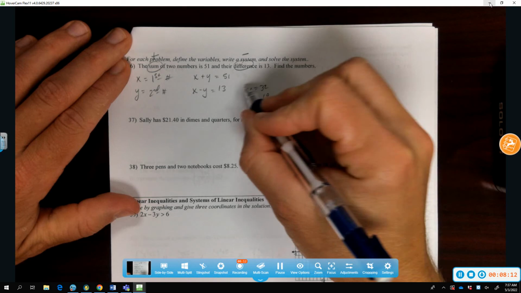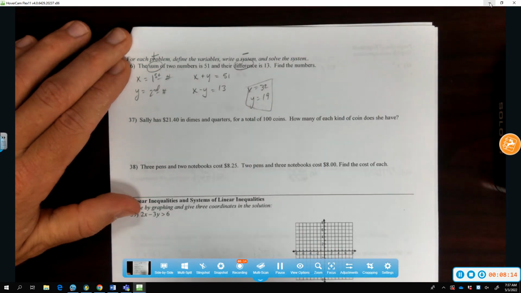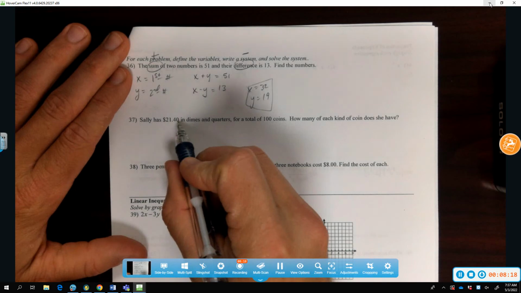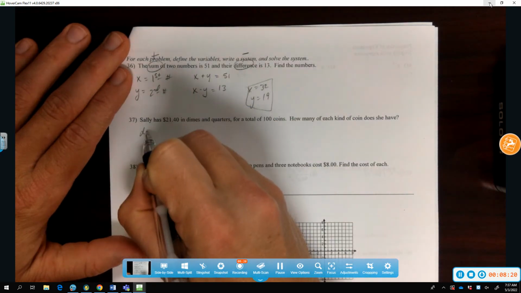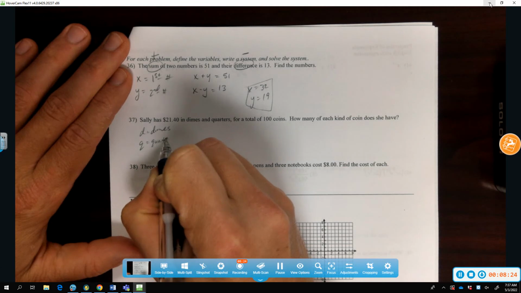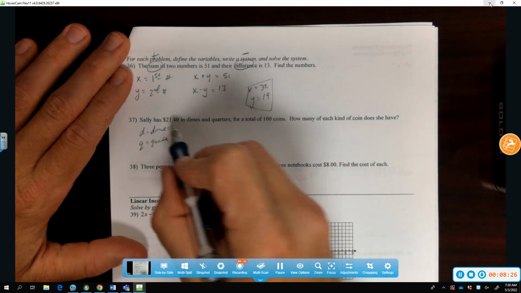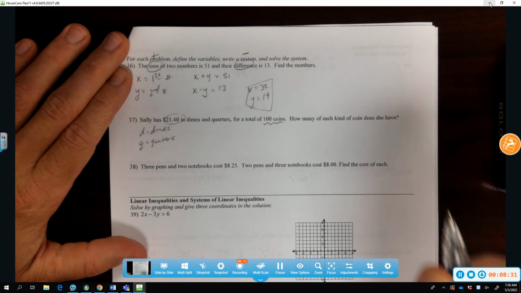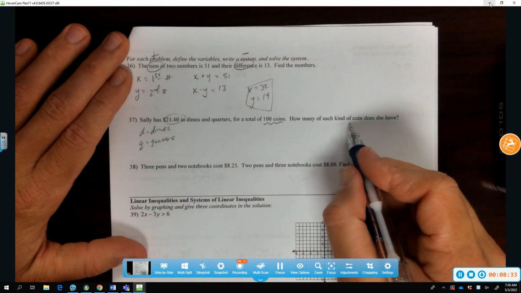Now, could you have solved by elimination, substitution, graphing? Absolutely, same exact thing. 37, Sally has 21.40 in dimes and quarters. So let's say D is equal to dimes, Q is equal to quarters. Okay, so she has $21.40 in dimes and quarters. She has a total of 100 coins. How many of each kind of coin does she have?